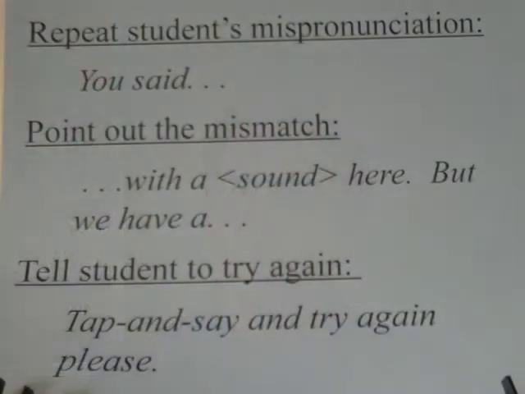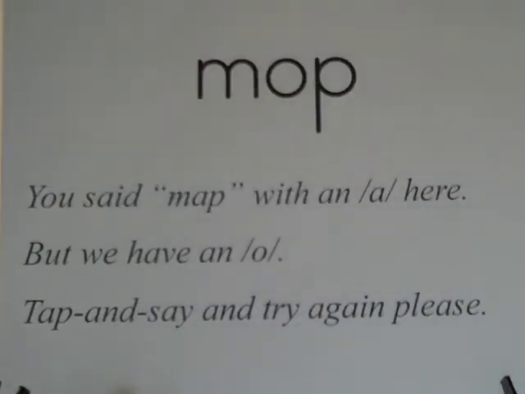In the introductory video, I demonstrated a basic template for correcting errors. Let's review that briefly. When a student misreads a word, the teacher should echo the student's response slowly, dragging his finger under the word, point out the mismatch explicitly, and then have the student tap and say the word to try again. So if the student looked at the word mop and said map, the teacher would reply this way.